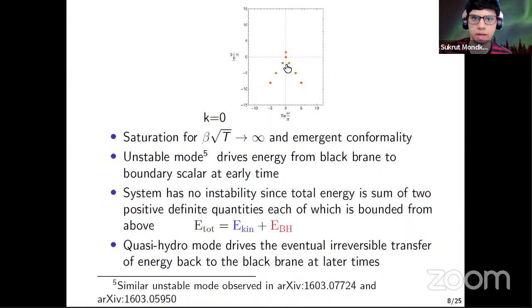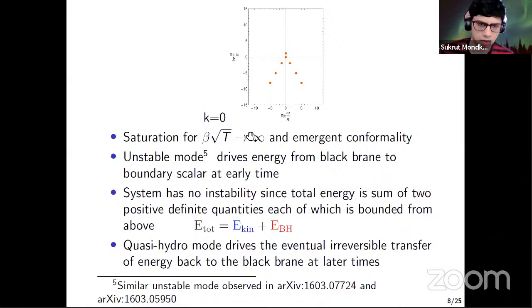Now this one moving up from the negative imaginary axis collides with this lifted zero mode. We call it a quasi-hydro mode. And the two become propagating modes after the collision. Whereas the one on the positive imaginary axis just stays there, but moves closer to the origin.